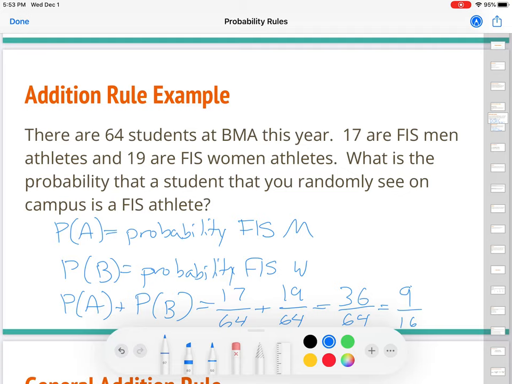for our reduced fraction. And we could do it as a decimal, but I think I would need to get out my calculator to do that.